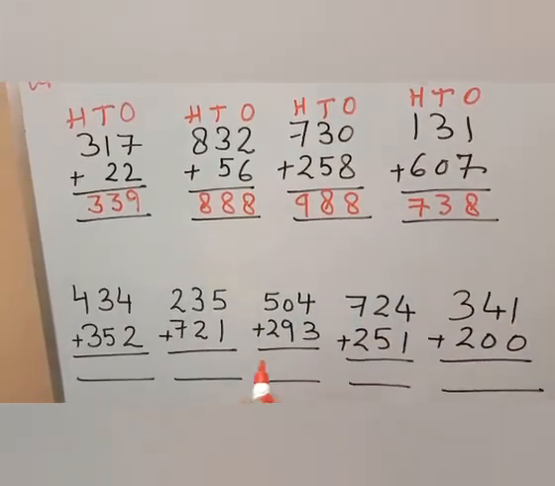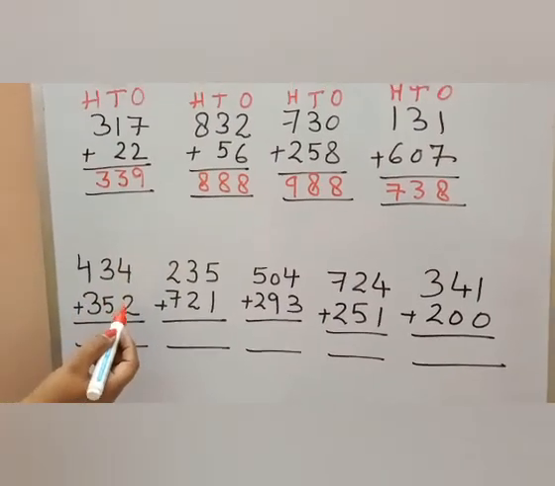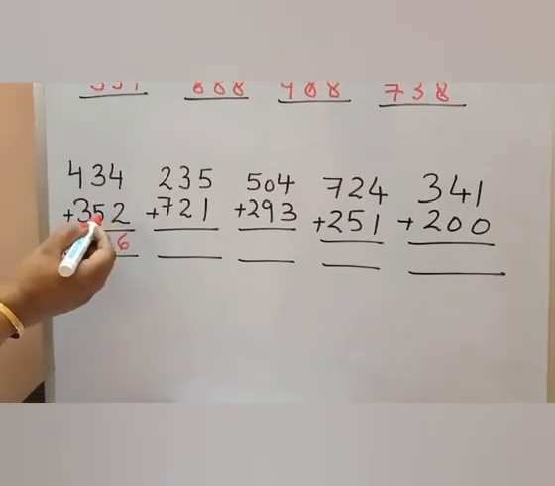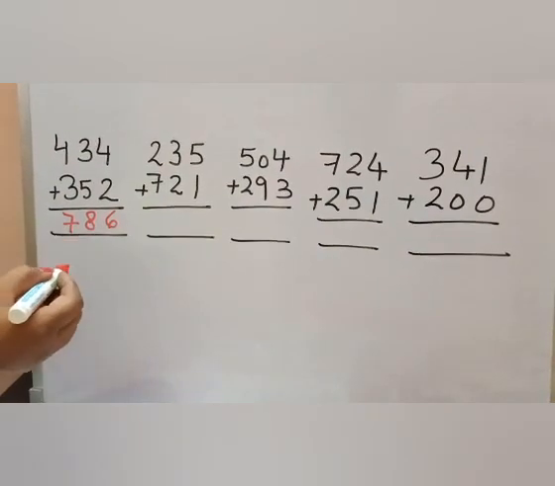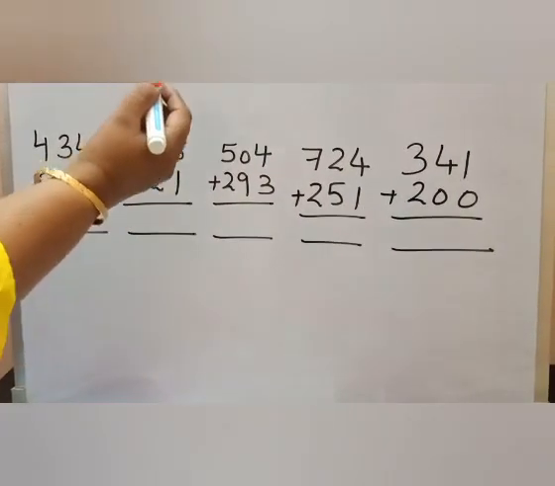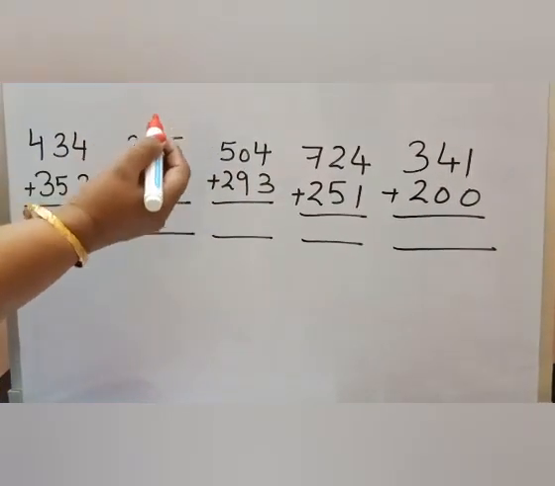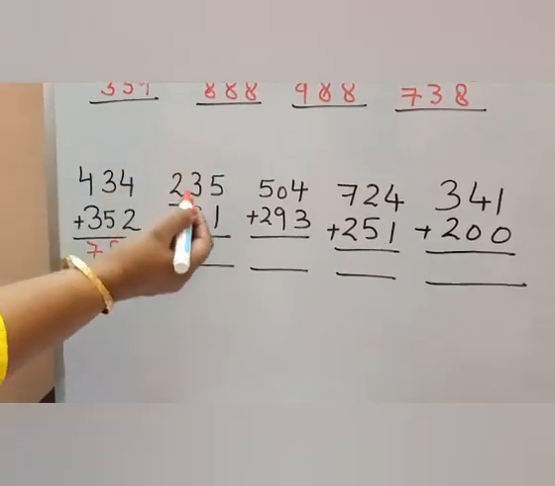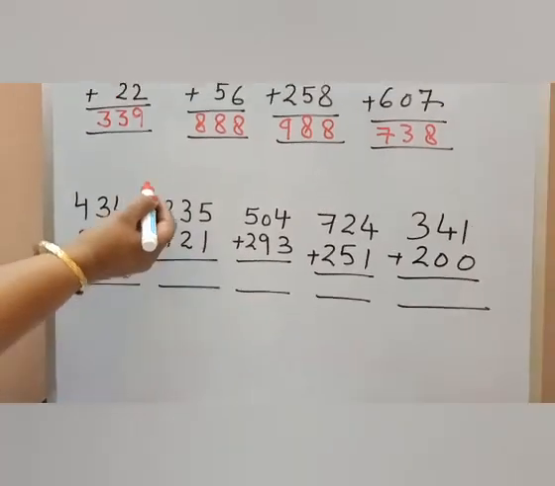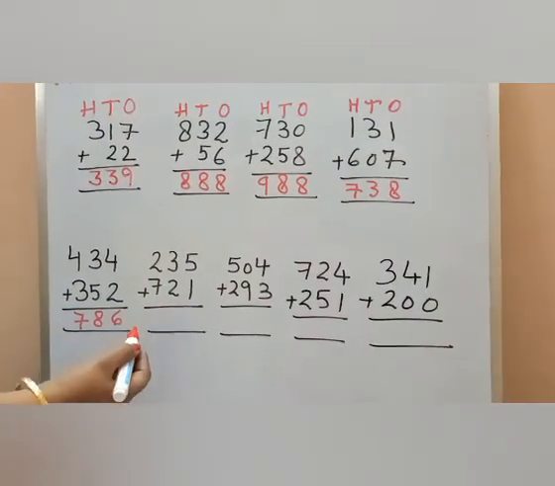Come to the next line. 4 plus 2 is 6. 3 plus 5 is 8 and 4 plus 3 is 7. Right children? In the same way you will write properly. Ones on the ones place. When you add tens, then write on the tens place, and when you add hundreds, write on the hundred place.